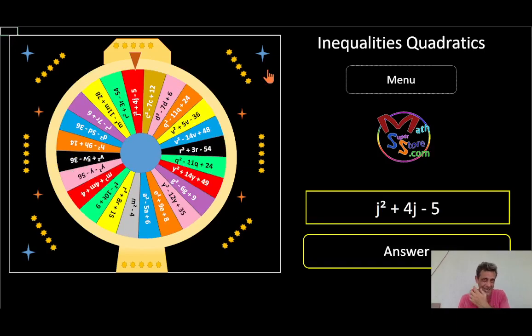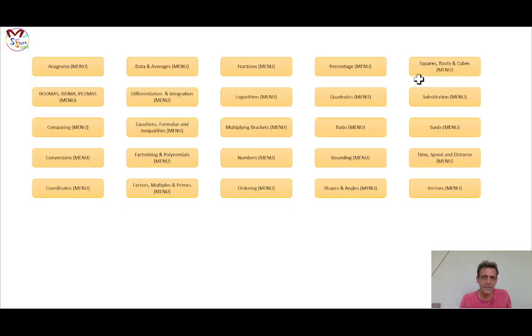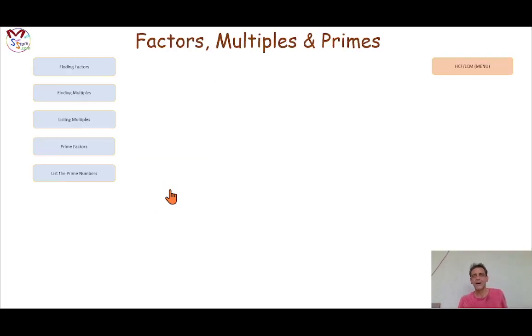So we've got quadratics here. I'm not going to do a quadratic, and I can't remember what that was. Quadratics? No, it wasn't. Factors, multiples and primes, polynomials, factorising. Factors, multiples and primes. Okay, so we've got finding factors, finding multiples, listing multiples, prime factors, list of prime numbers, and we've also got highest common factor and lowest common multiple menu.